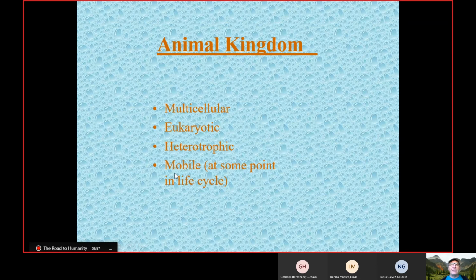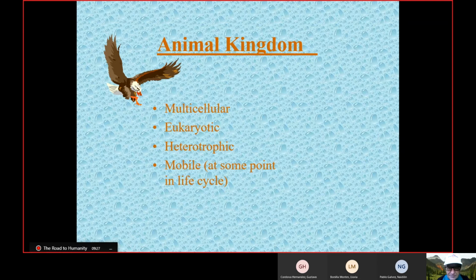Like coral larvae swim around until they find a place where they can attach themselves, and then they are there for the rest of their life. They're stationary at that point. Fungi do not do this. So fungi are not in the animal kingdom. Plants do not do the heterotrophic one. So that's why they're not in our kingdom either. But both fungi and plants are multicellular and eukaryotic. So that's why we're kind of similar to them in a way.